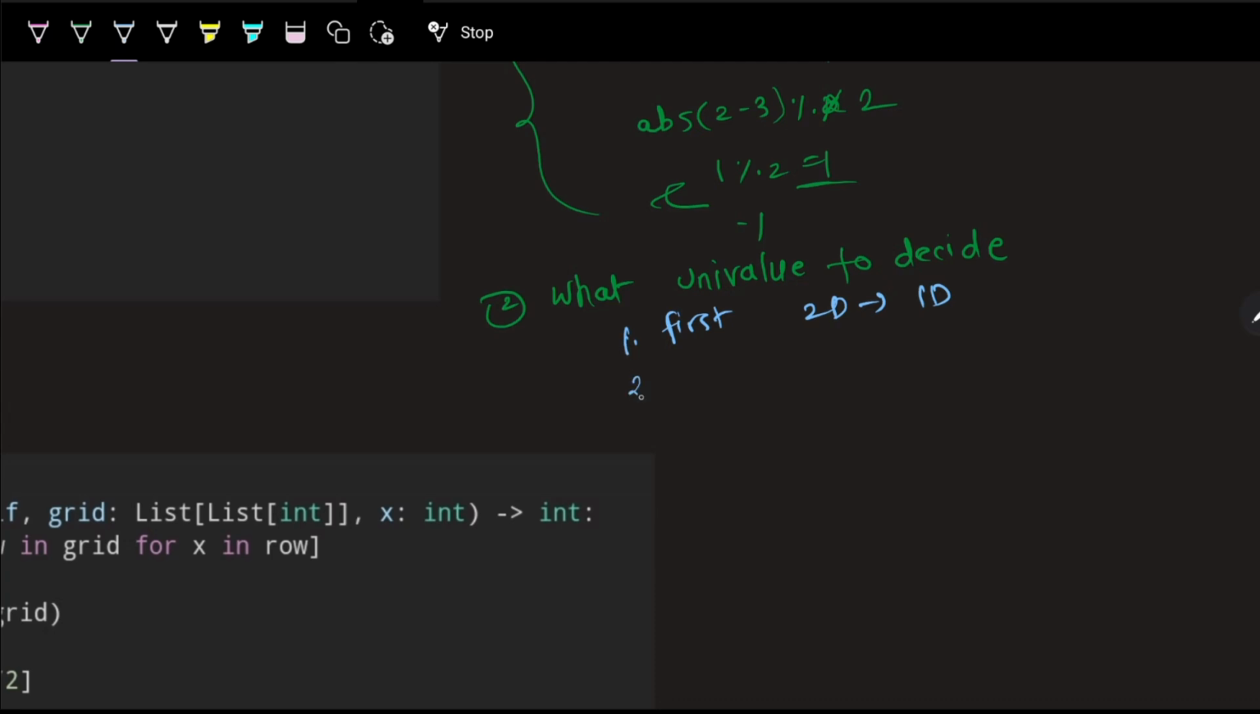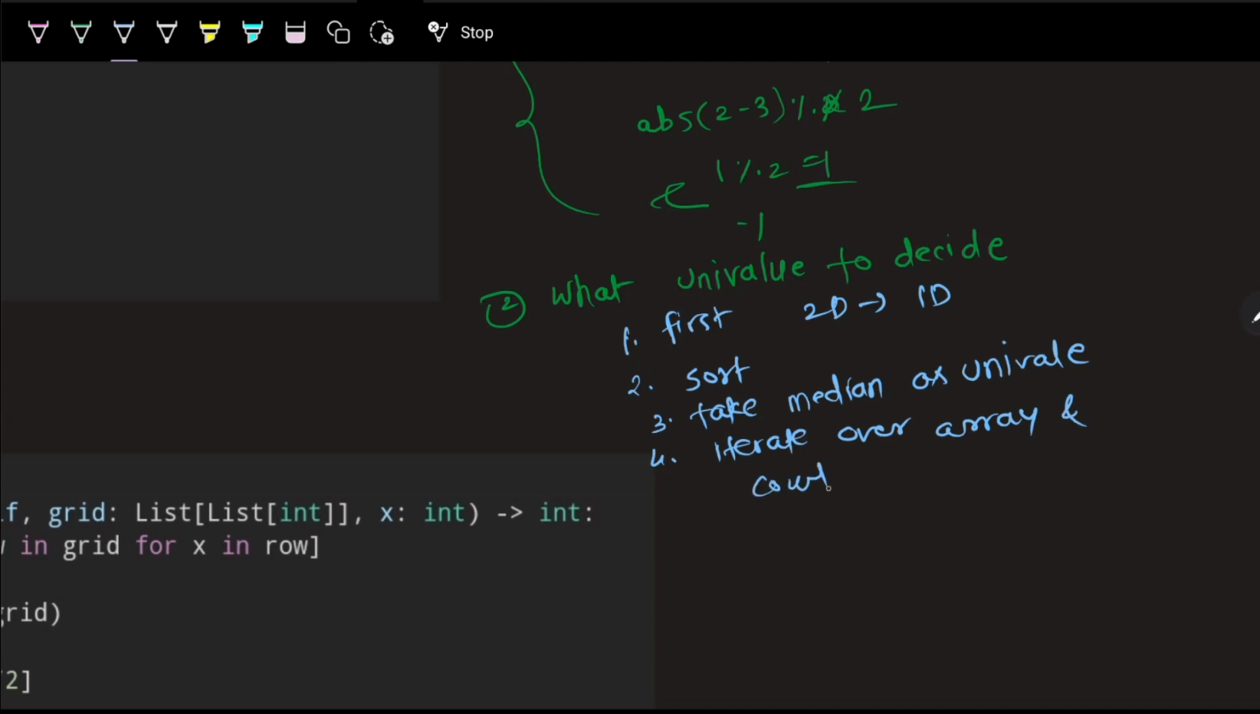Correct? This is the first case. Second, sort it. Third, take a median as the unit value. Correct? And then iterate over the array and count operations.